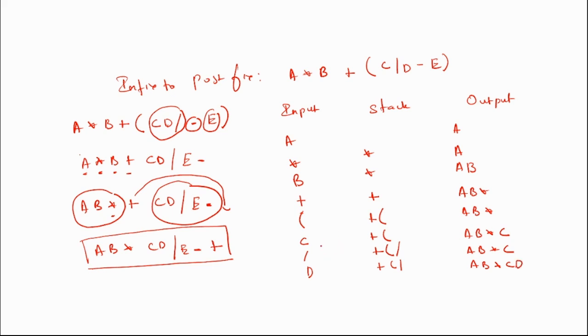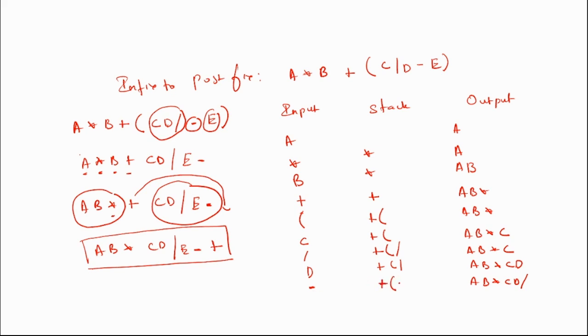Now comes after D, now comes minus. Now you will compare minus with what? With the operators after the parenthesis. There is only one operator, that is division, and minus has less precedence than that of the operator in the stack after parenthesis. Therefore you will pop my division out, AB star CD, pop division out. Once you pop division out, you just pop division out and then there is nothing left after the parenthesis. There is only plus, and then after popping division out you move minus into the stack after the parenthesis.